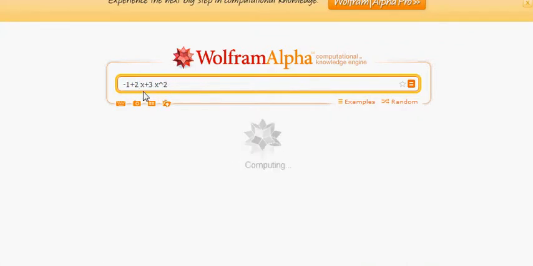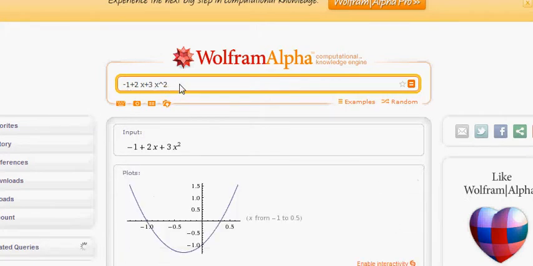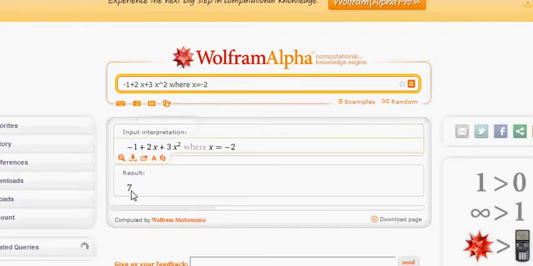I'm copying the derivative. Here it is, negative 1 plus 2x plus 3x squared. And I am going to evaluate this at the number negative 2. So what I'm going to do is type in here where x equals negative 2. Now, Wolfram Alpha is going to give me the answer of what happens to this derivative when x is equal to negative 2. So let's see what we get here. When x equals negative 2, we get the number 7.